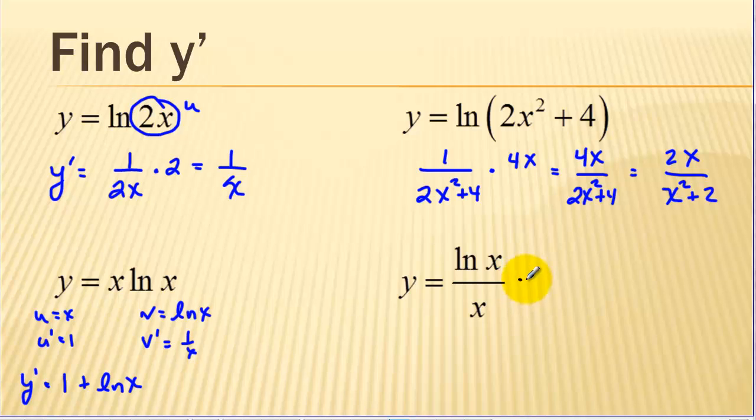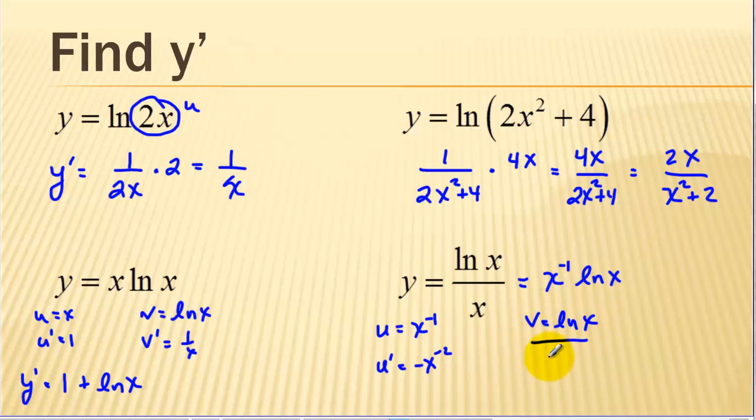And if we have this, we could rewrite this as x to the negative first power times ln of x and use our product rule again. So u prime is going to be negative x to the negative 2. And here we have, so should have had a line there. V prime will be 1 over x, which is x to the negative 1. So when we cross multiply here, we have x to the negative 1 times x to the negative 1. We add the exponents.